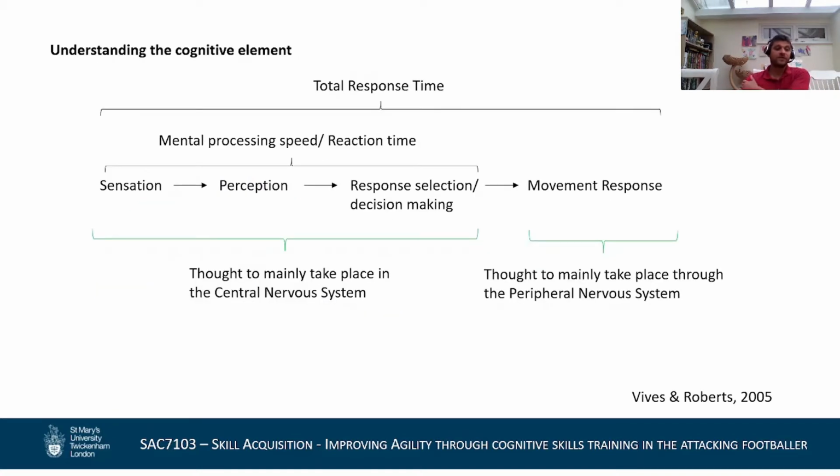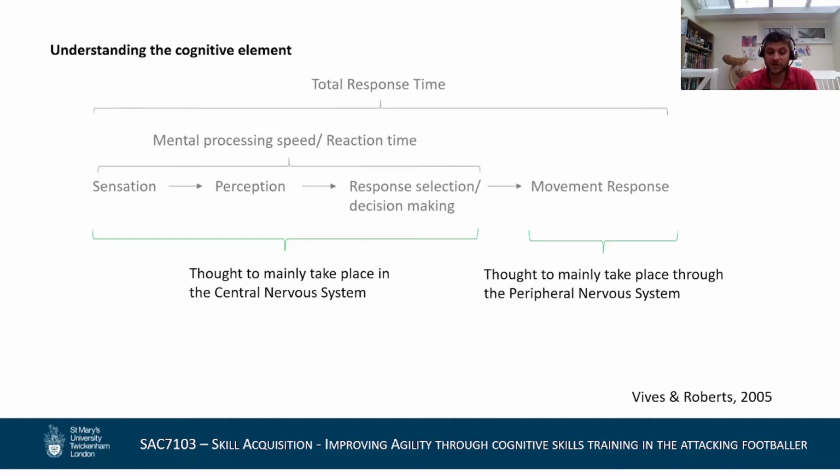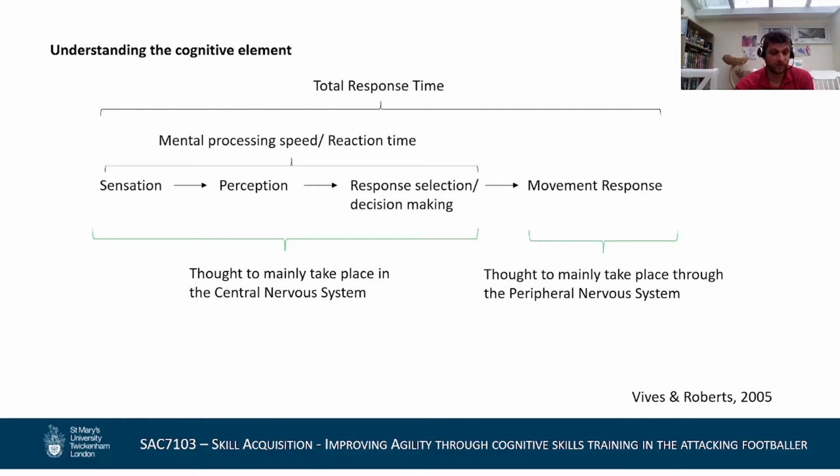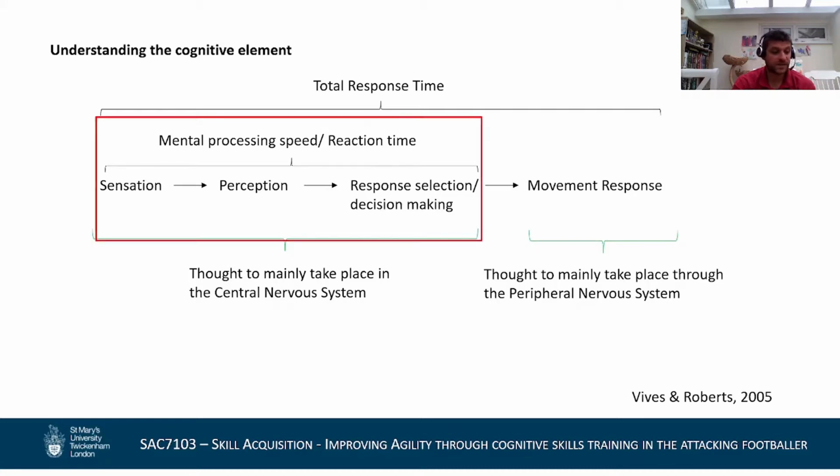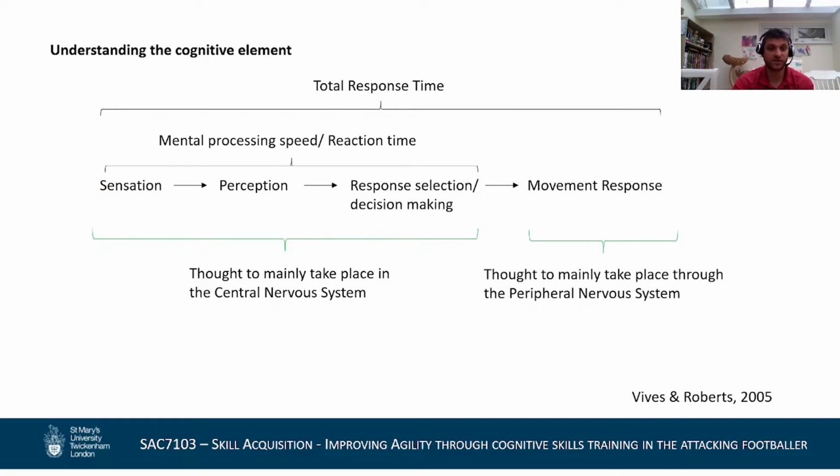Now, Vives and Roberts, 2005, break down the cognitive element as follows. Firstly, they define the time it takes from stimulus detection to completing the specific movement or task as the total response time. The mental processing speed or reaction time component of the total response time is broken down into the sensation, perception, and response selection stages.